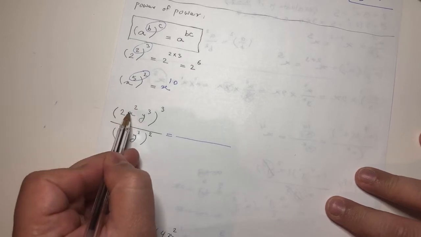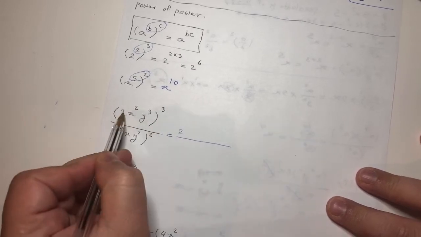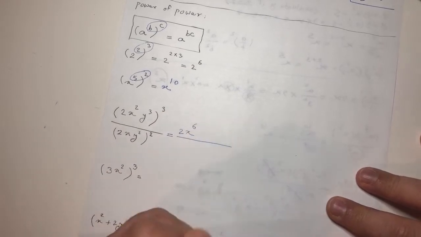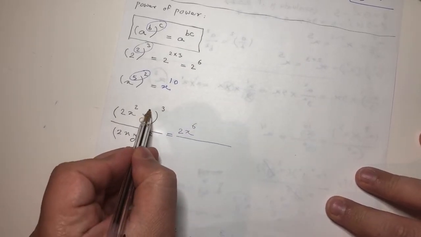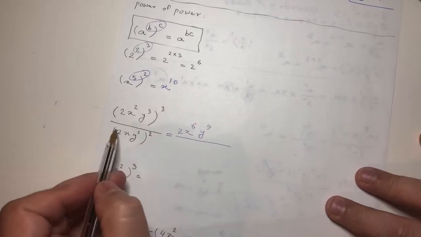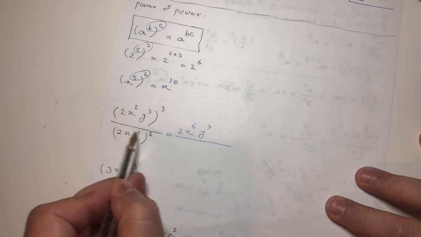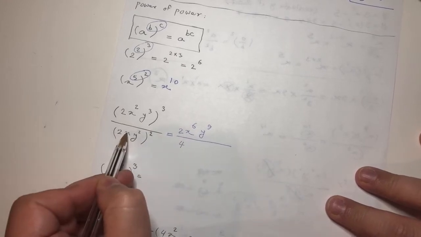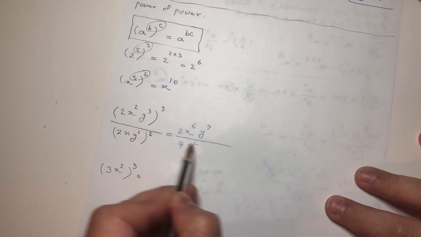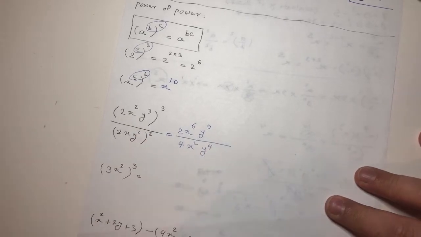Okay, it would be 2x to the power of 2, to the power of 3, which would be x to the power of 6. y to the power of 3, to the power of 3, would be y to the power of 9. 2 to the power of 2 is 4, x to the power of 2, y to the power of 2, to the power of 2, y to the power of 4.